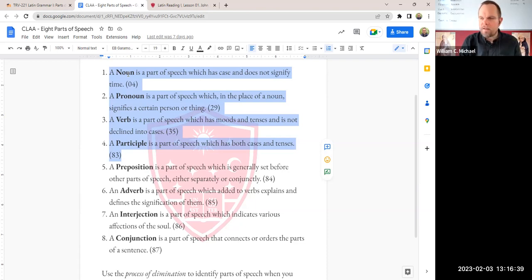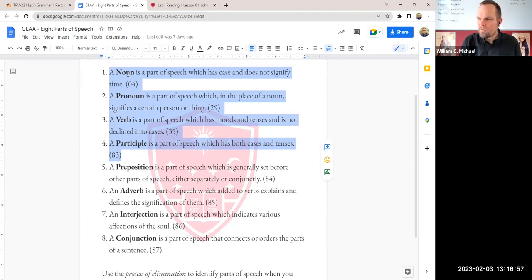Okay, a noun, the word principio does have case. Now, as soon as we know that it has case, we know that it can't be a verb, right? Because verbs do not have case. So we can cross verb off the list.